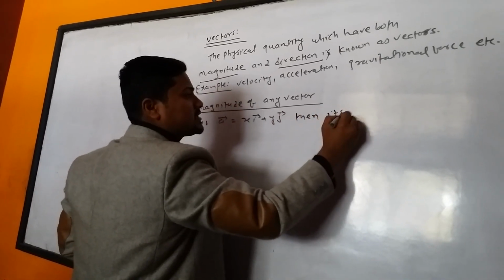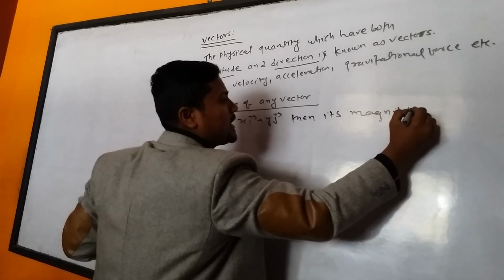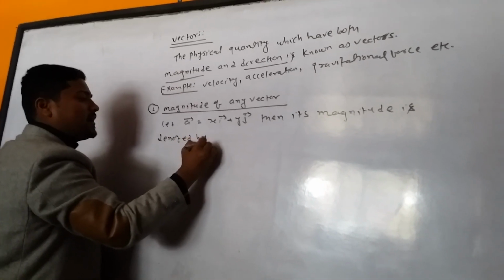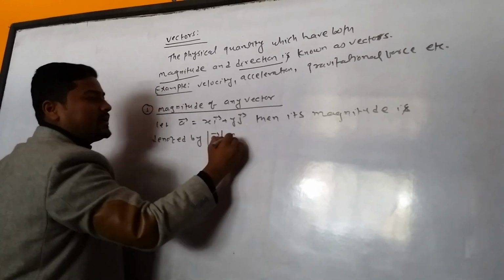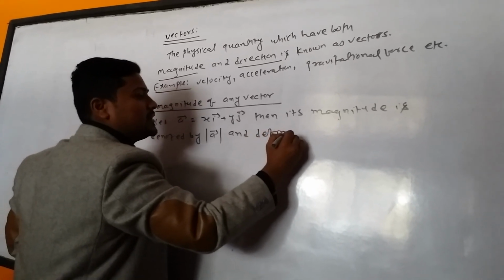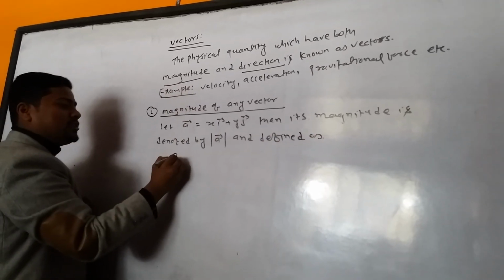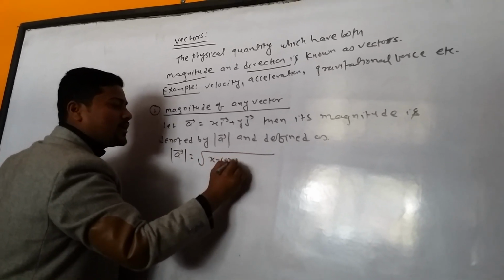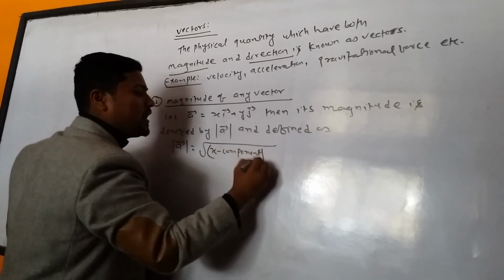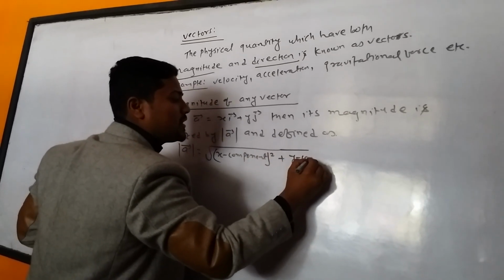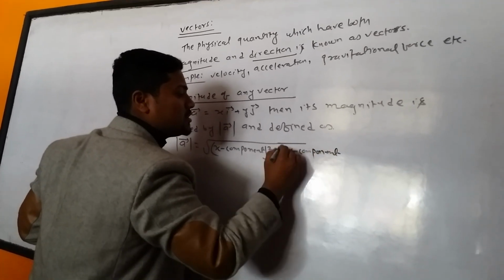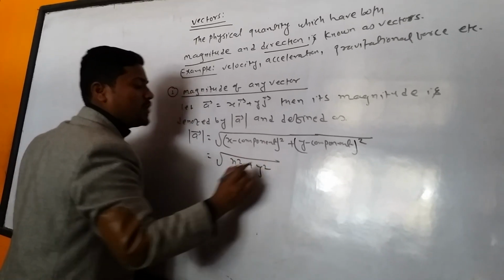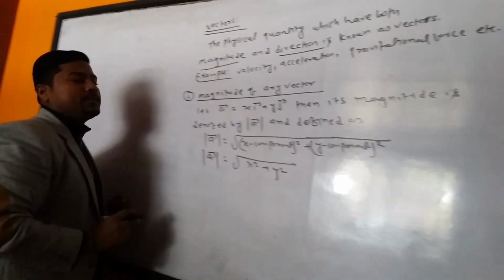Then its magnitude is denoted by |a|, and the formula for the magnitude of any vector is the root under x component whole square plus y component whole square. It means x square plus y square. This is the magnitude of any vector.